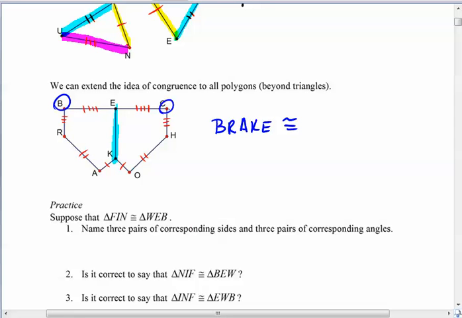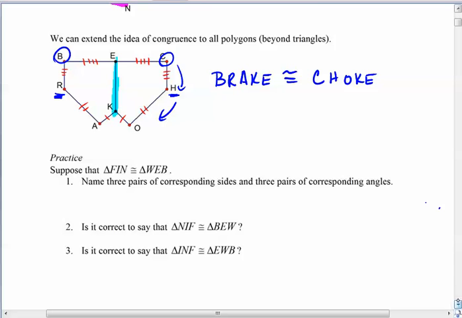That matches up to C over here. And then we moved on to R, and R was between 3 markers and 2 markers. H is between 3 markers and 2 markers. And then after that, I'm sure that you can see that we'll go clockwise around the shape, and it should be C-H-O-K-E.